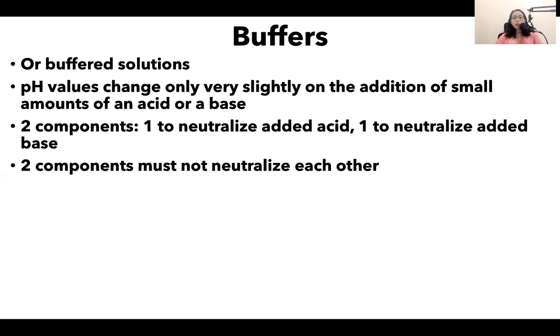So there are two important components in a buffer. The first component is it should be able to neutralize an added acid, and the second component must be able to neutralize an added base. And most importantly, these two components must not neutralize each other. Otherwise, it doesn't make sense because if they neutralize each other, then the two components will not be available to buffer the effect of an additional acid or an additional base.